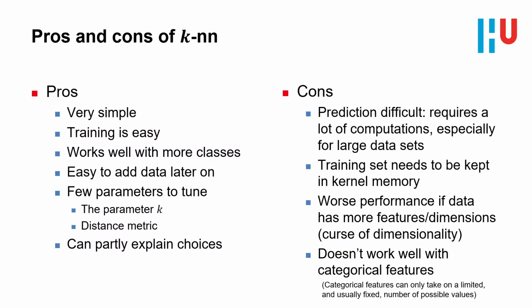There are also some cons. It requires a lot of computation, and all the training data basically needs to be kept in memory. For each prediction it uses all the training data. It can have worse performance if the data has more features and dimensions. And it doesn't work that well, partly because of scaling, if you've got categorical features, which take only a limited number of possible values.